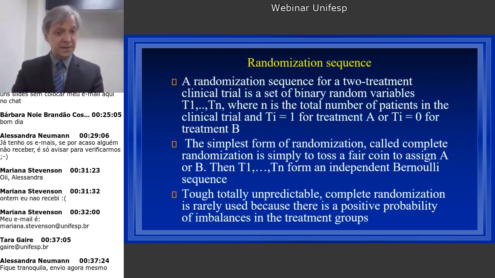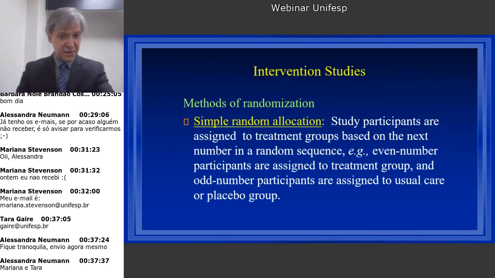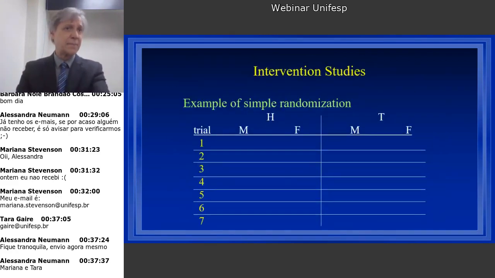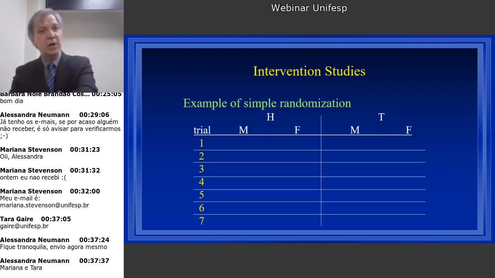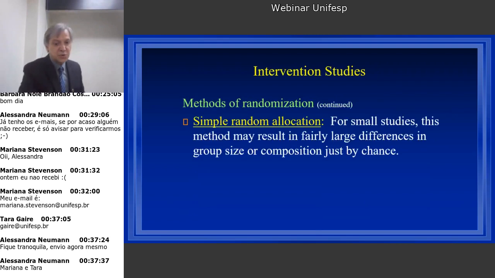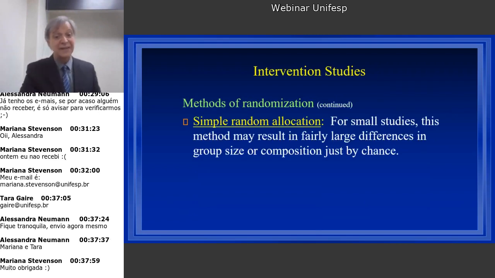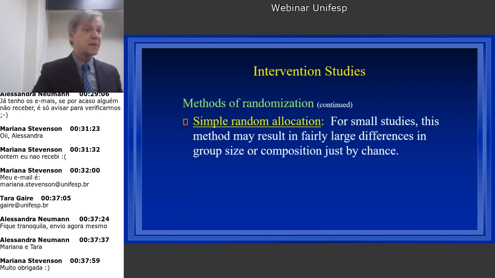I want you to read it, because this is basically breaking down this thing over here and showing an example at the end. Okay? That's habitual and treatment, the new treatment, and male, female. Okay? But you actually randomize on H and T, not on male, female. Later on, I'll talk about group randomization or block randomization. You know, you can see how we do that. For small studies, the method may result in fairly large difference in group size. I mentioned to you, randomization doesn't guarantee perfect things, okay?